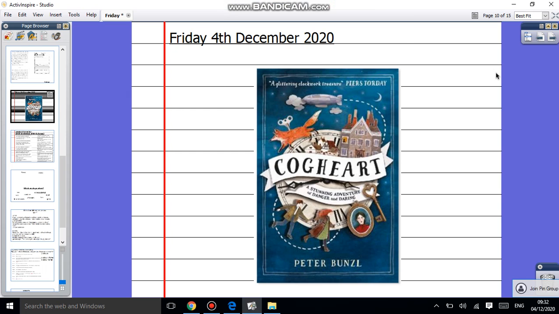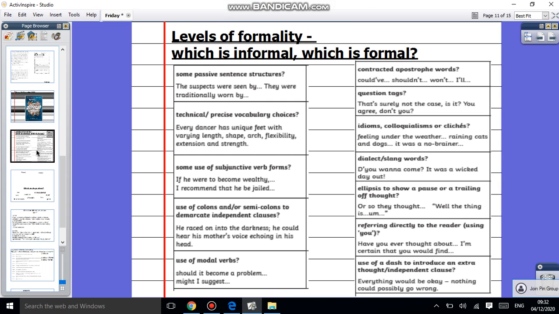Okay everyone, it is now time for English. I hope you found your SPaG and reading skills okay. So, today we're going to be looking at formal and informal language and what sort of techniques we can use in each of them, what skills we use.